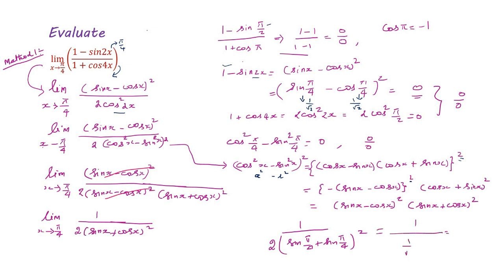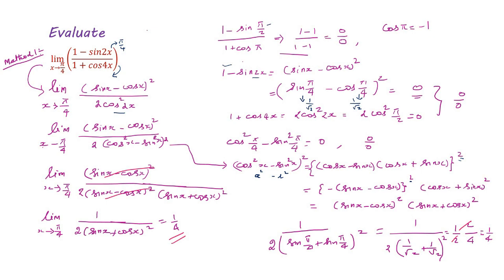You get... right, because sin pi by 4 is 1 by root 2. Now when you simplify this, 1 by root 2 plus 1 by root 2 is 2 by root 2. 2 by root 2 whole square is there. So this half will come as it is, 2 by root 2 square in the denominator. So you get 1 by 4. Therefore the answer is 1 by 4.